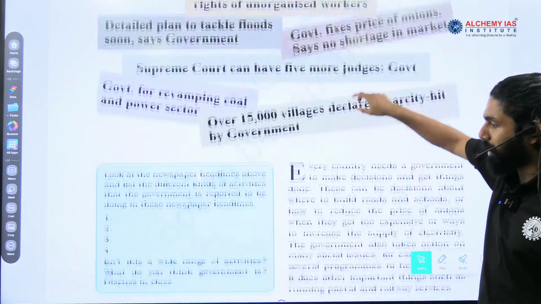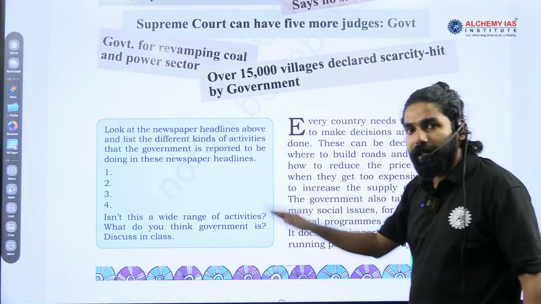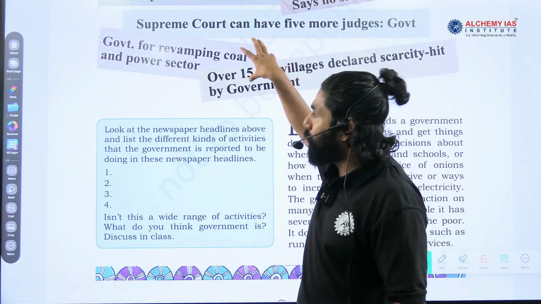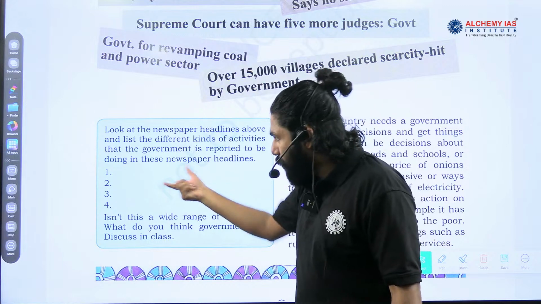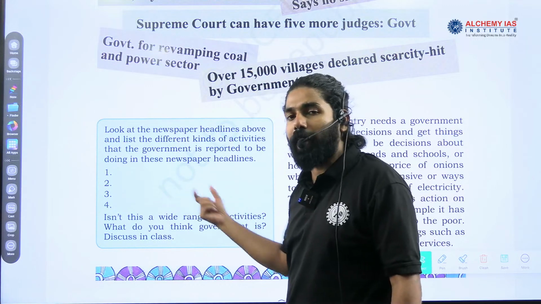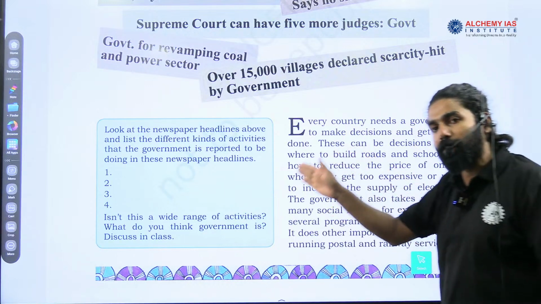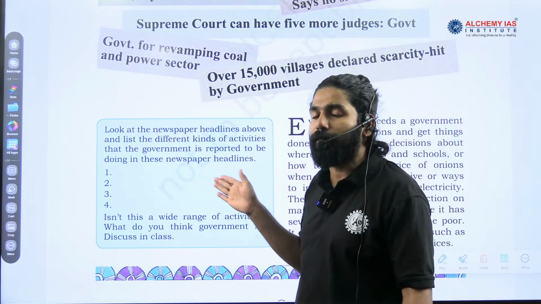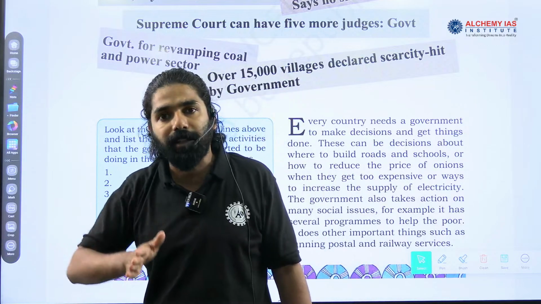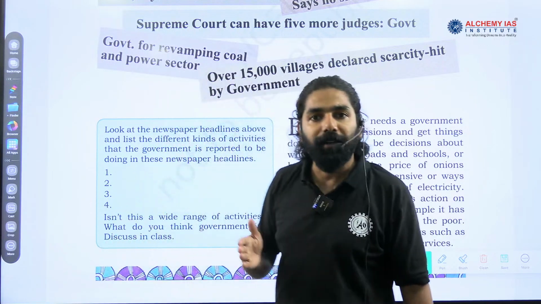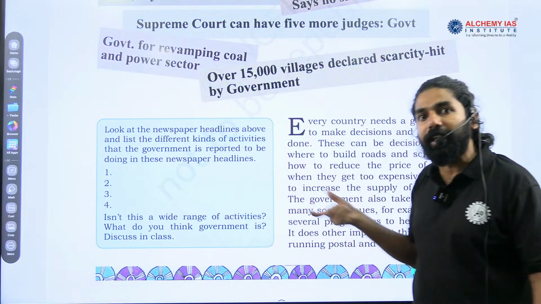The starting exercise is also for students at school level. By going through these headlines, students are given a task to identify what roles the government plays in different sections. It could be economic, political affairs, social issues, or international issues. This is how the government plays an important role. This is why we need a government.